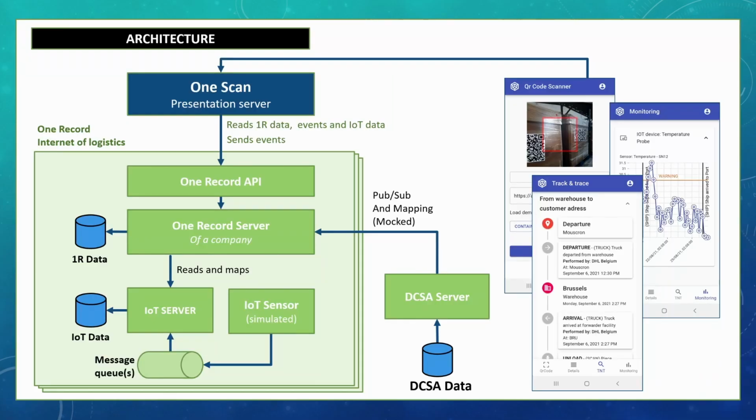About our technical architecture, we developed our own One Record server following the latest standard specification. It is connected to another server exposing data coming from simulated IoT devices and provides all data through the One Record API. We added a mapping integration between our self-deployed DCSA TNT server and our One Record server. This architecture allows our OneTrack progressive web application to access data and emit events seamlessly.